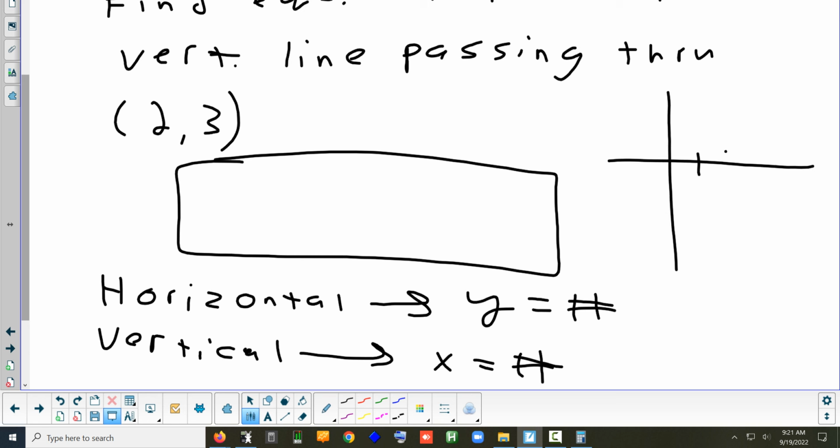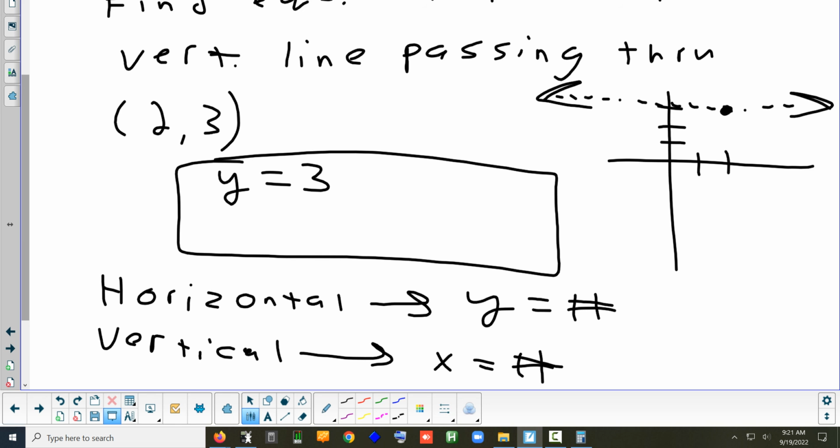So here's the point. 2, 3. What would be the equation of the line that goes horizontally through the point 2, 3? How would it start out? Y equals. Yep. And y equals what number? 3. That's the equation of the horizontal line through the point 2, 3.